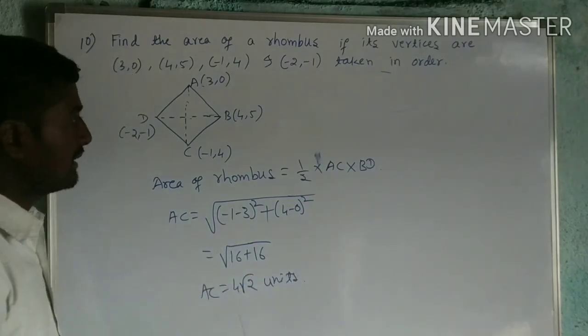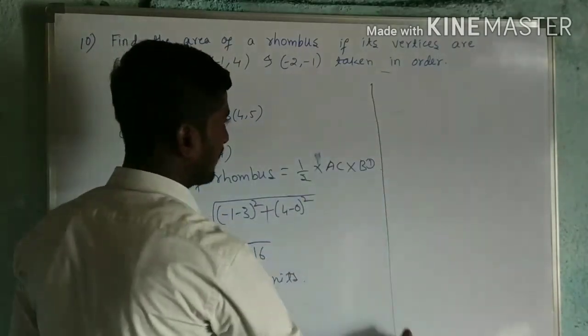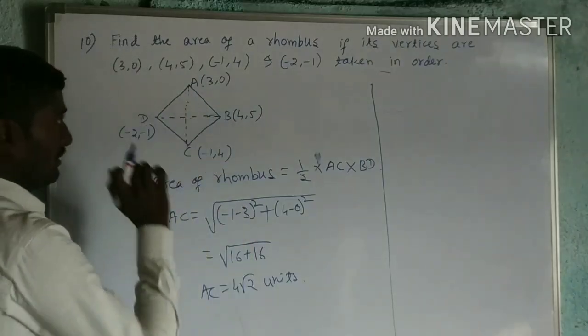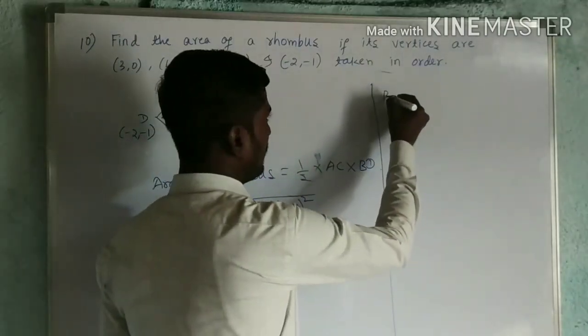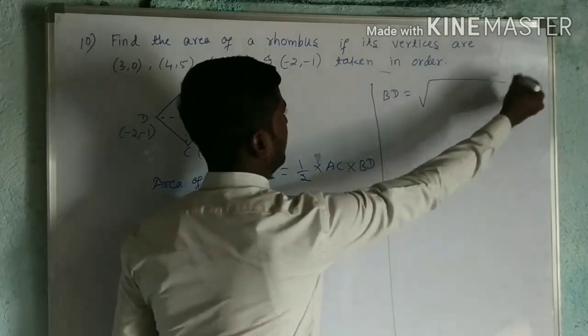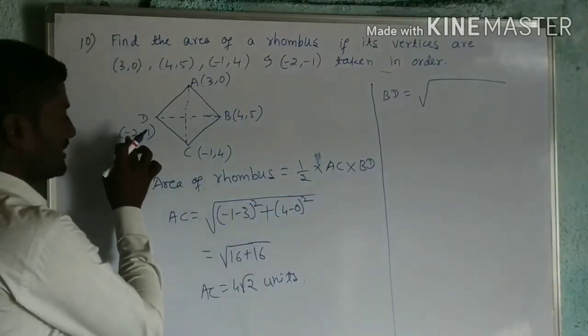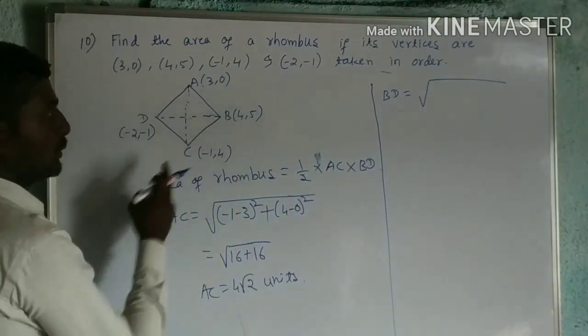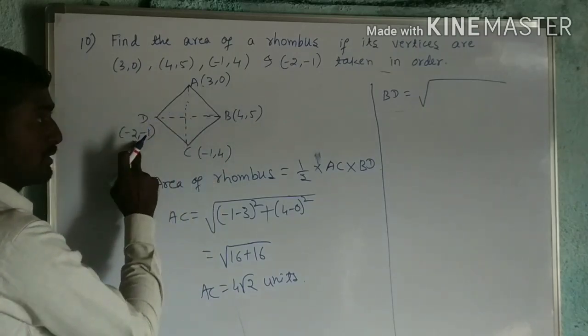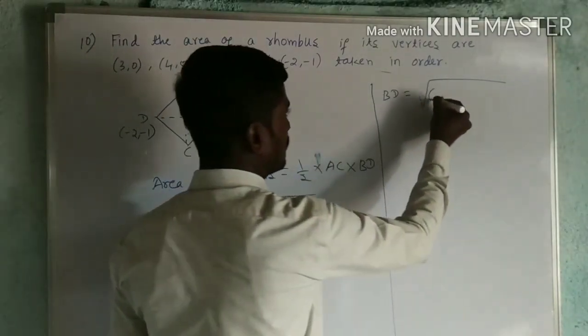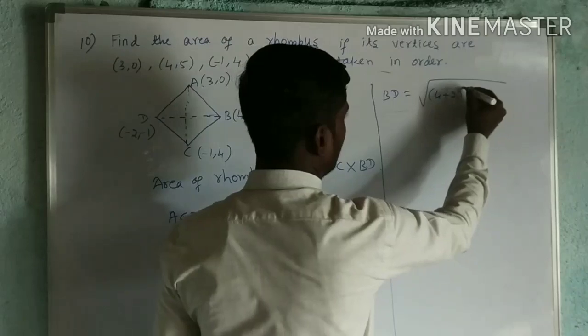AC I got. Then the other diagonal, BD. BD is equal to under root of, again the distance formula. This I'll take as (x1, y1), this is (x2, y2). (4 minus (-2)), that is 4 plus 2 whole square.